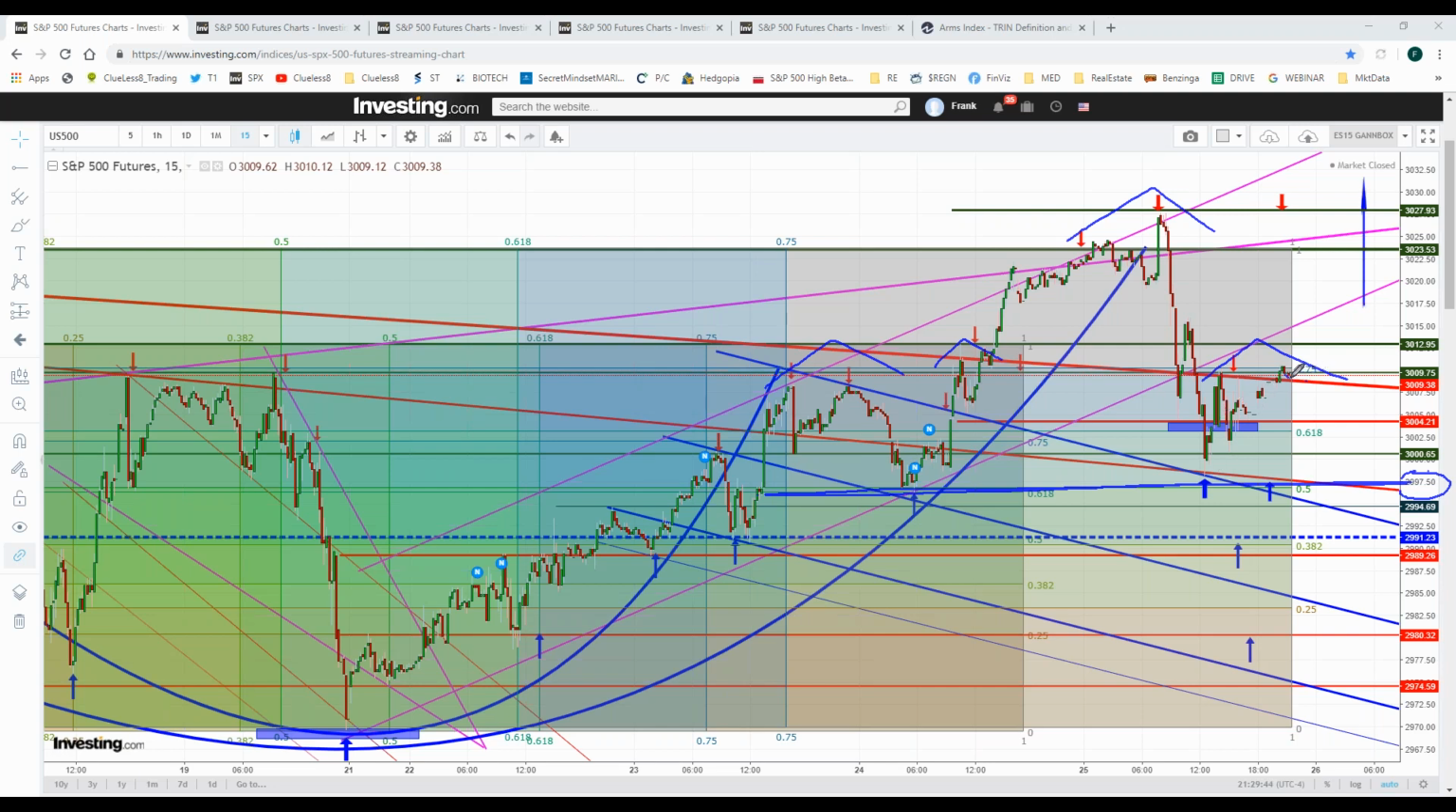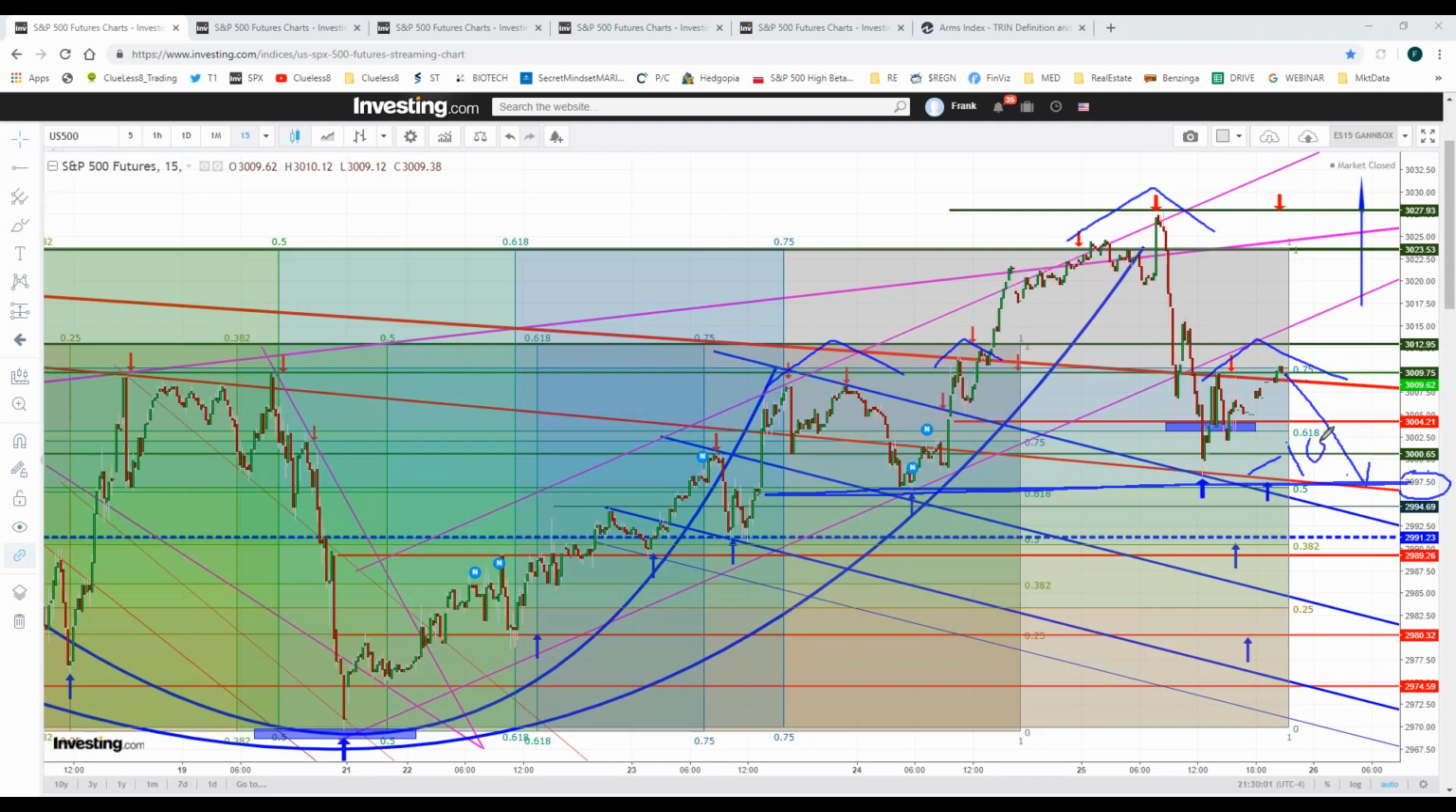So the bottom line is it can come down really hard pre-market. We could be losing like 10 points from where we are right now. We are right now at 3,009. So we could easily come down to 3,000. So futures could be down 10 pre-market, right?